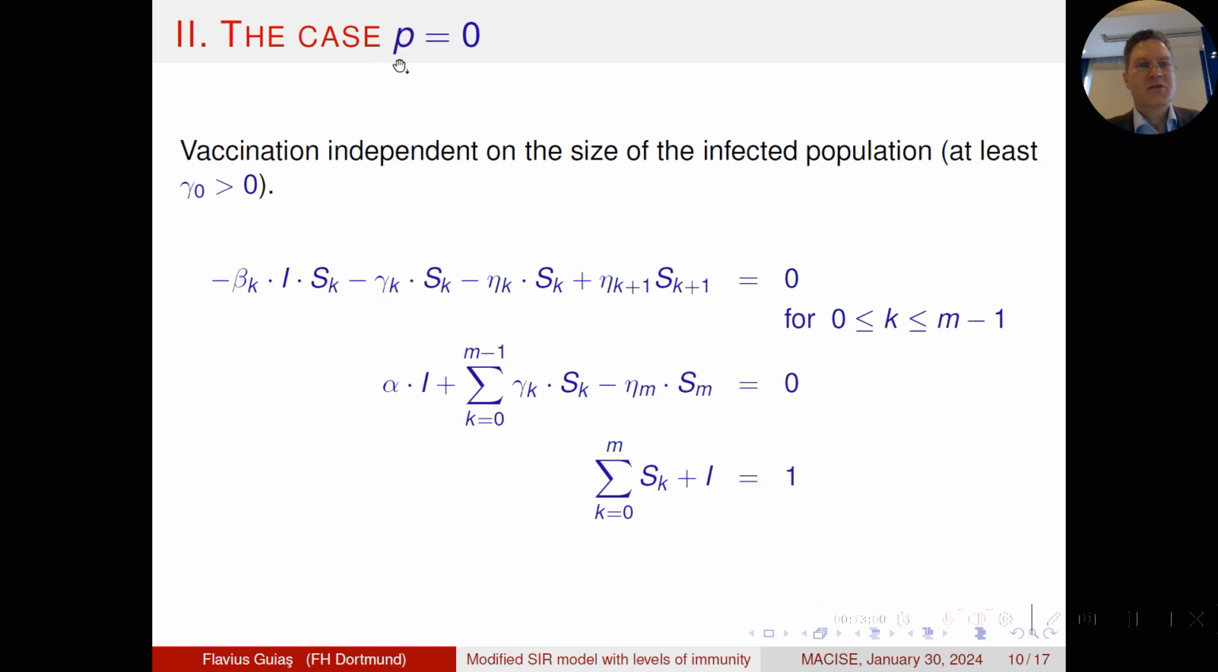Now let's assume the other situation, that we have the vaccination independent of the size of the infected population. At least on the lowest level of immunity, we have to assume that we have a vaccination rate gamma 0, which is strictly larger than 0. Then we replace all terms with I to the power p with 1. So we have basically this term for vaccination, just a constant rate gamma k on level Sk. And this is the equation corresponding to the full level m of immunity.